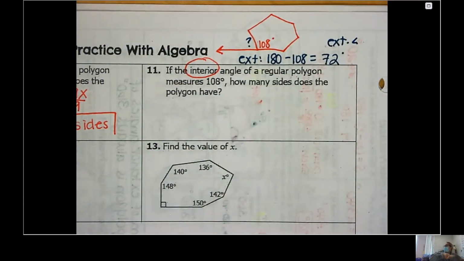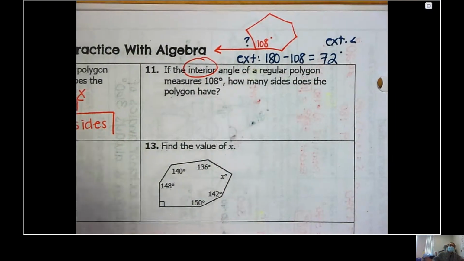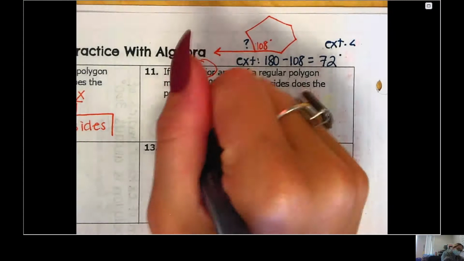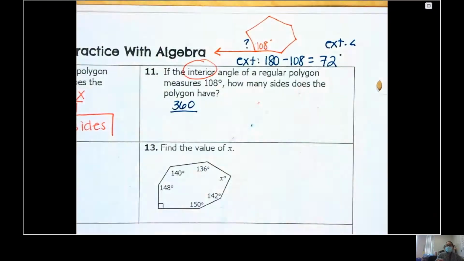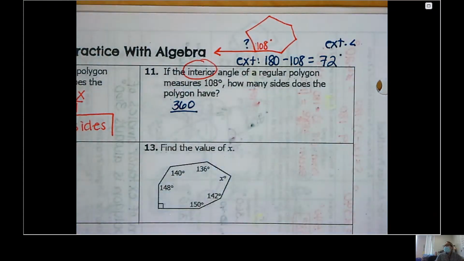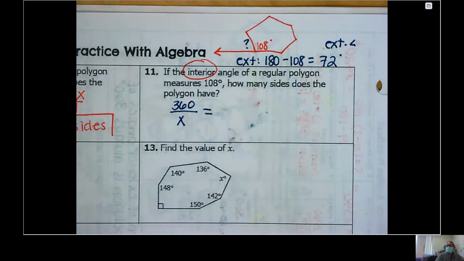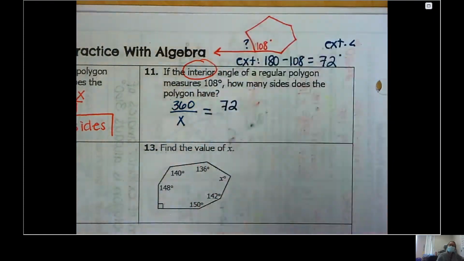I can use the same equation I just used in the last problem. So I'm going to take the total measure of the exterior. What's the total of the exterior? Always 360. I'm going to divide that by the number of sides, which is what? I don't know, so I put an x, and I should set that equal to my one exterior angle, which is 72. And now it's set up exactly the same as the last problem.